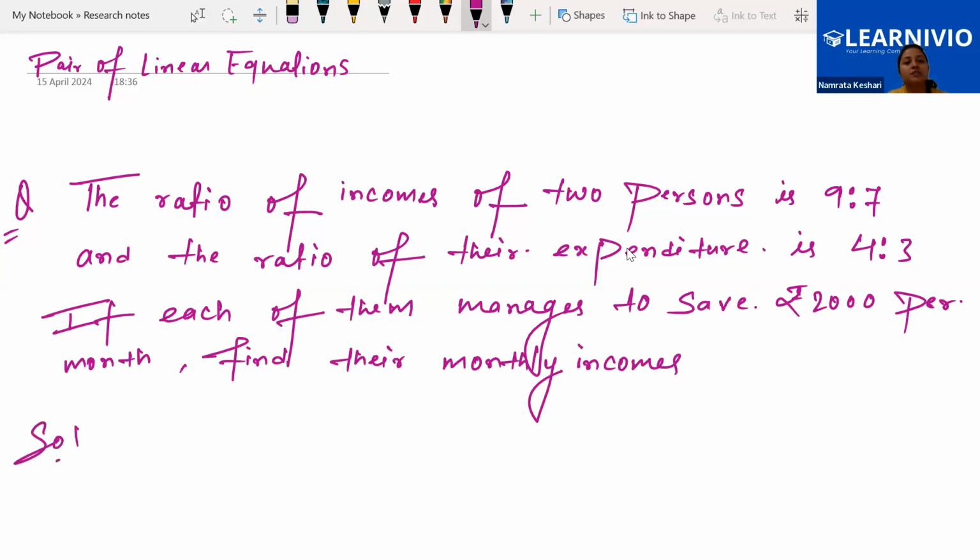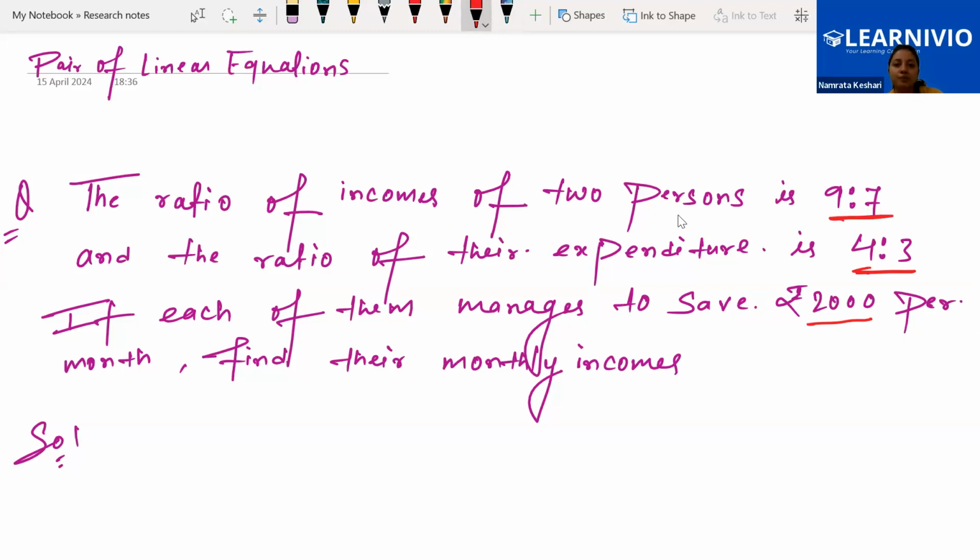Here at first we need to frame the equation and then we will think about solving it by the elimination method. So let's frame the equation at first according to the given condition. Here it says that the ratio of income of the persons is given, the ratio of expenditure is also given. If each of the persons is saving rupees 2000 per month, then we have to find their monthly incomes.